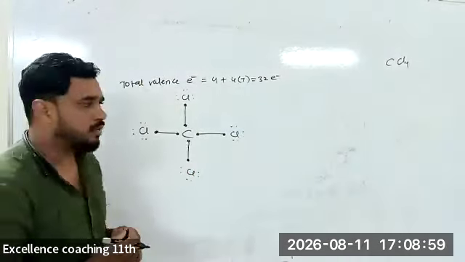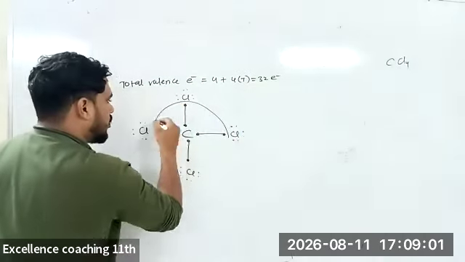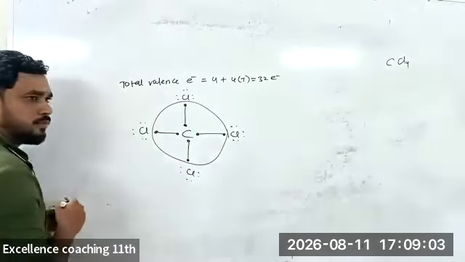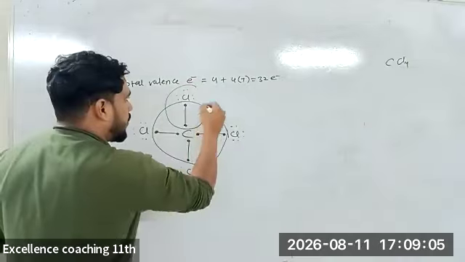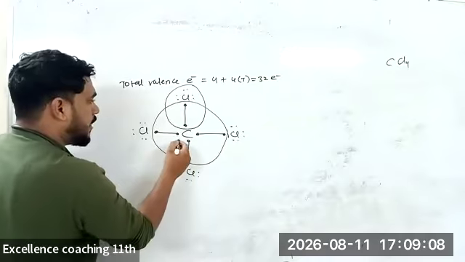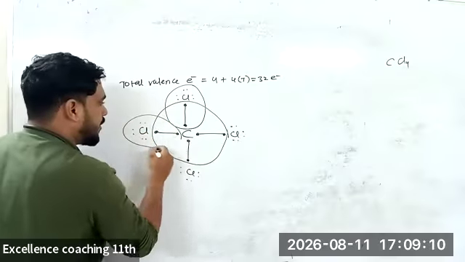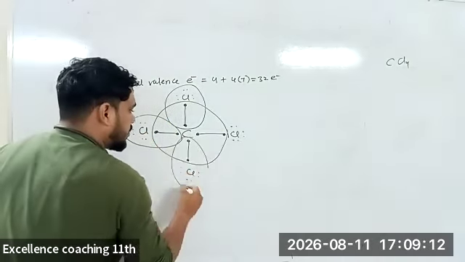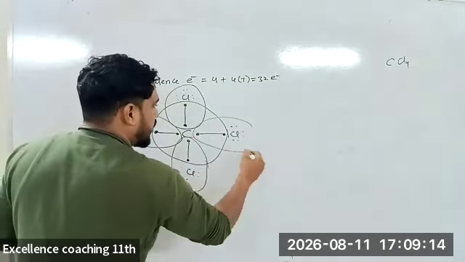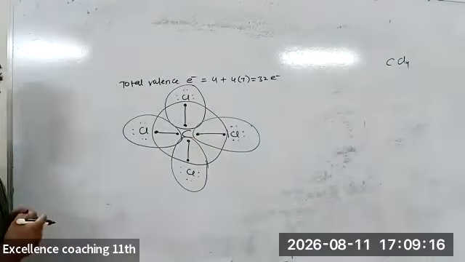All the 24 are done. Okay. So this pair will complete the octet of carbon. This part will complete the octet of the first Cl. This part will complete the octet of the second. This will be the third one, and this will be the fourth one. Okay.